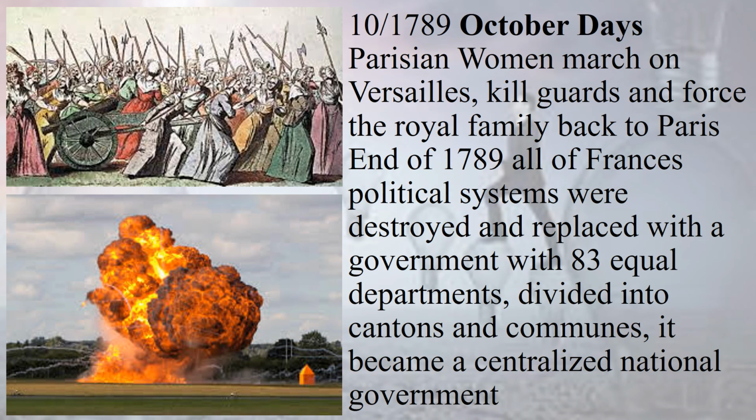So by the end of 1789, in a short number of months, all of France's political systems were destroyed. There was a new government put in place with 83 equal departments, and they divided this into cantons and communes. And so basically, this was a way of administering control over all of the regions of France from a central location, and giving more of a voice to all these different regions of France as well. And it really becomes a centralized national government overnight.